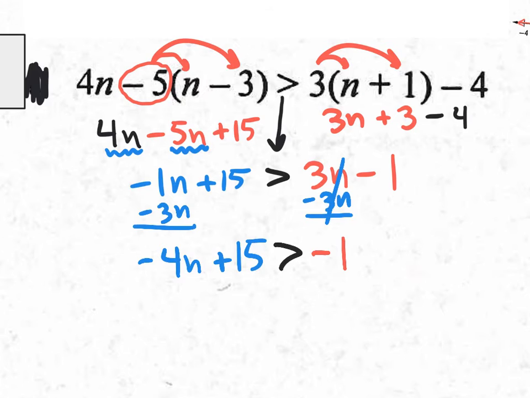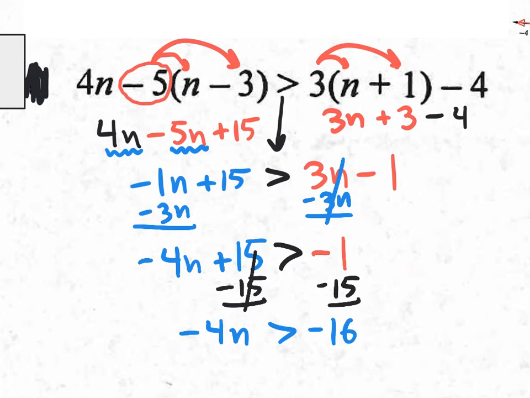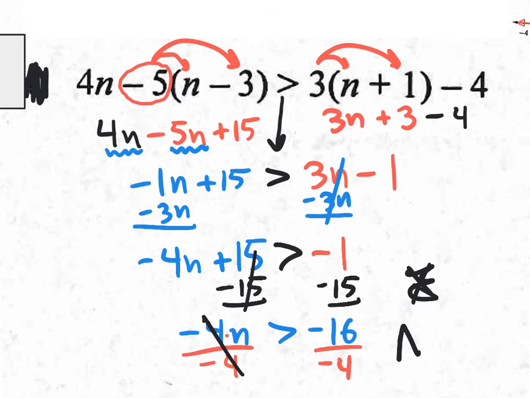Okay, so now let's get n by itself on the left side. And go minus 15, you will have negative 4n is greater than negative 16. So the final step would be to get rid of the multiplication of negative 4 by doing the opposite, dividing by negative 4. And your final answer will be n. Why did I put x? I don't know. n is less than positive 4.